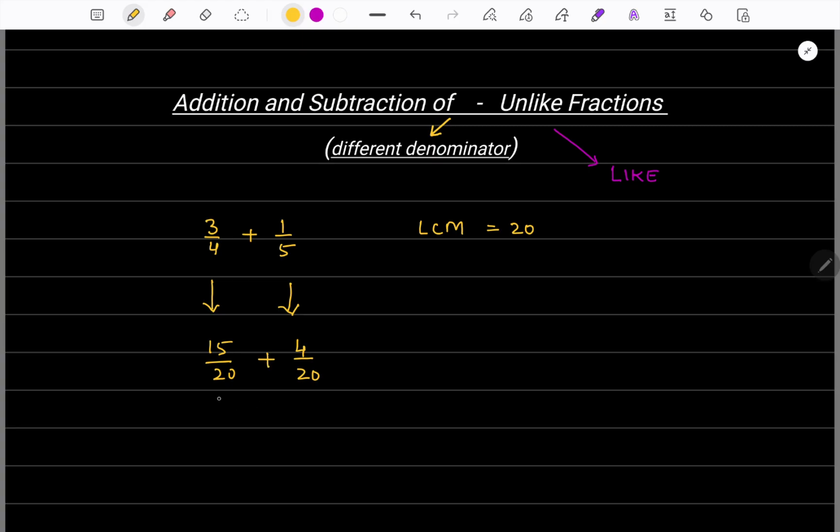We have an addition sign here. Since these are like fractions now, what do we do? We simply add the numerators. So 15 plus 4 divided by 20. So this gives us 19 by 20. So this was an example for addition of unlike fractions.